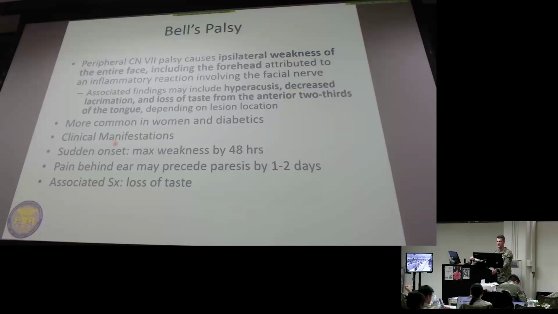It tends to pop up super fast. I know those are always really concerning for vascular lesions, but this one is not vascular in nature. It's more inflammatory. Sudden onset, max weakness in about 48 hours, and it just kind of resolves spontaneously on its own. Sometimes people can have pain behind the ear before it erupts. I haven't seen that a lot of times.